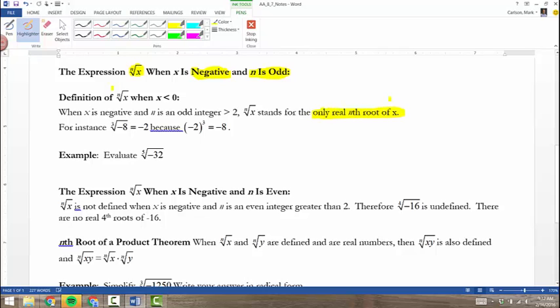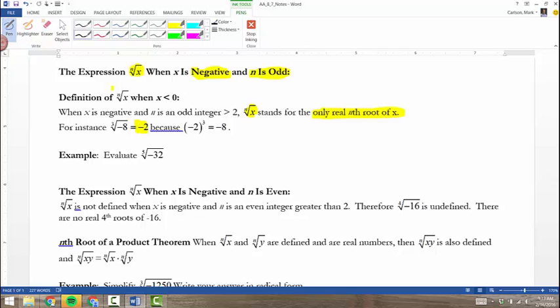So there is only one real nth root of x, and this is going to stand for it. If I think about the 3rd root of -8, there's only one real one, and that's -2. So we're going to say the 3rd root of -8 stands for that one real nth root of x. So let's take a look at this example then.